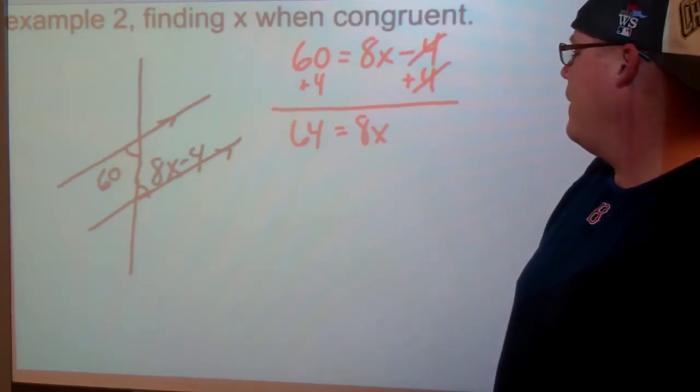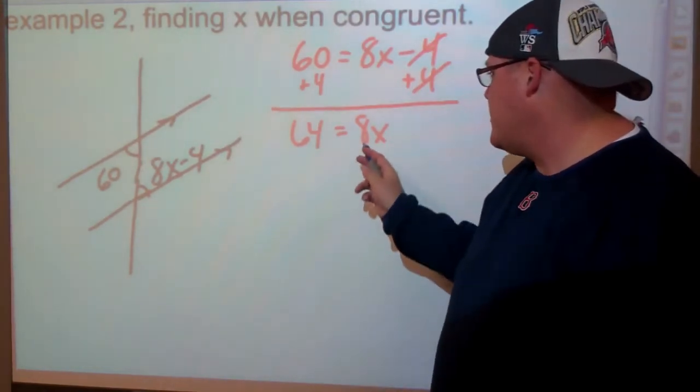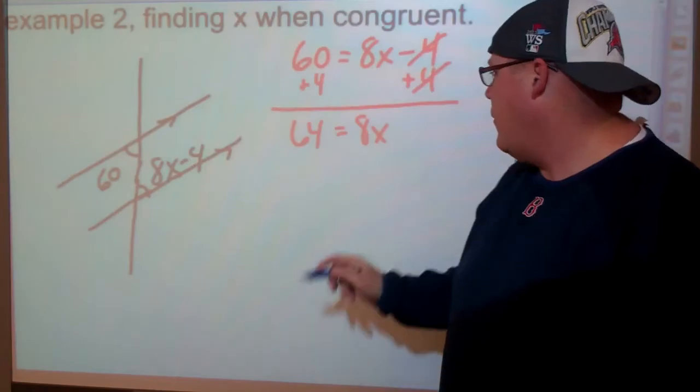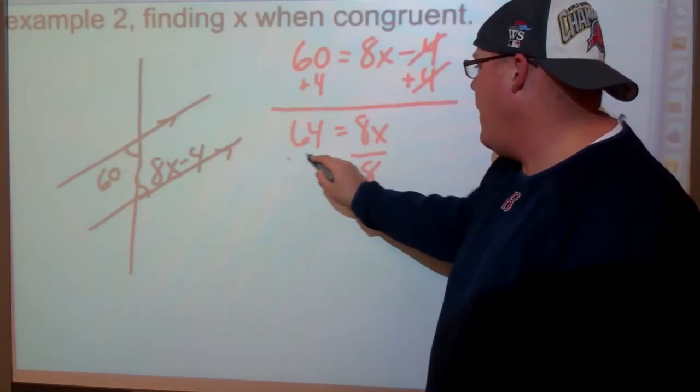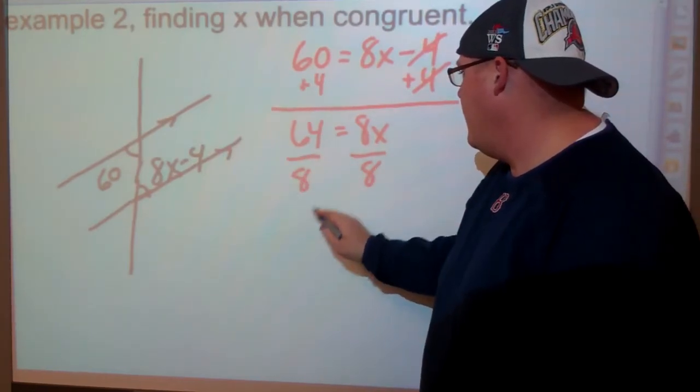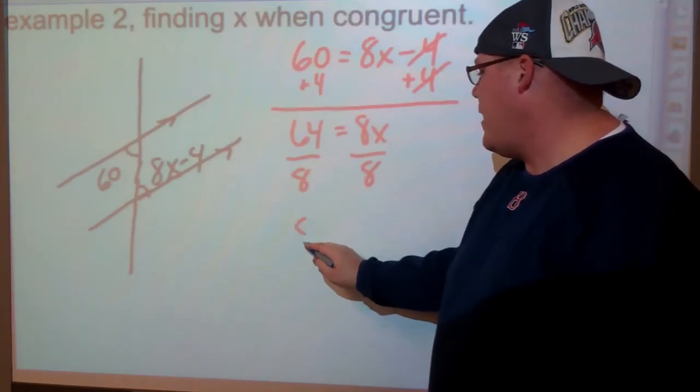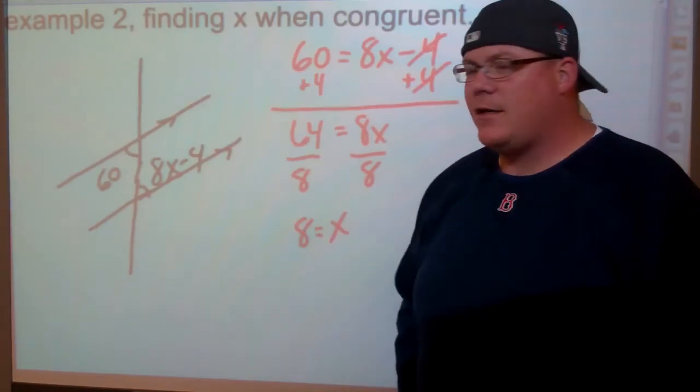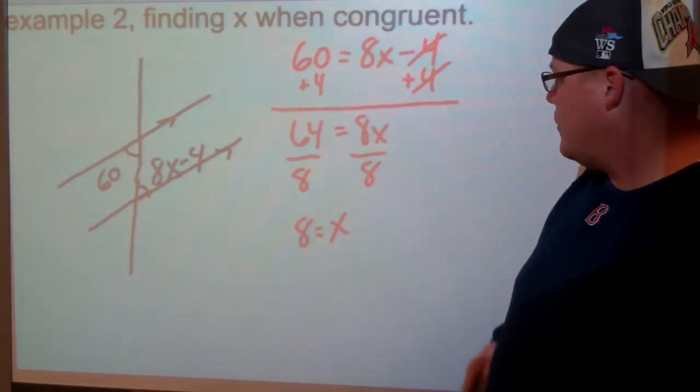I bring nothing down. Now this is multiplication. It's telling me to multiply x times 8. The opposite of that is division. Divide by 8, divide by 8. 64 divided by 8 is 8. So x equals 8.